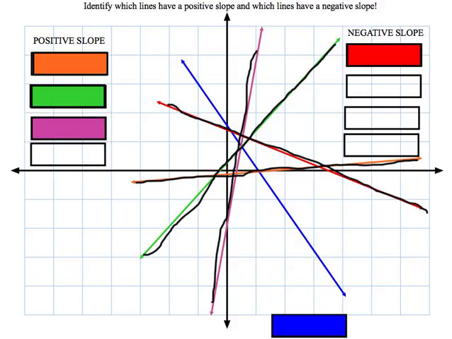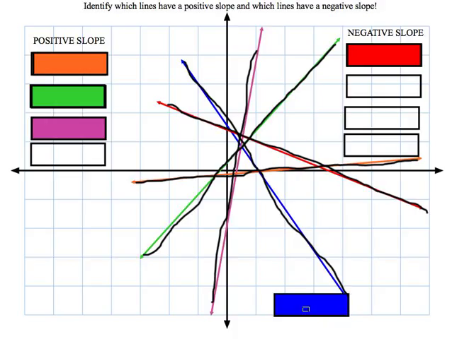And then the blue line, it starts up here in the second quadrant. It comes down through the first quadrant and then into the fourth quadrant. So that goes in the general direction of the second quadrant to the fourth quadrant. So that is going to be a negative slope.